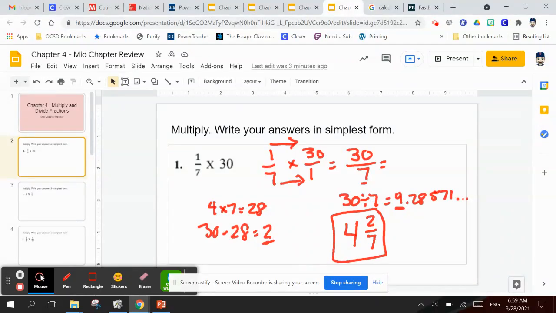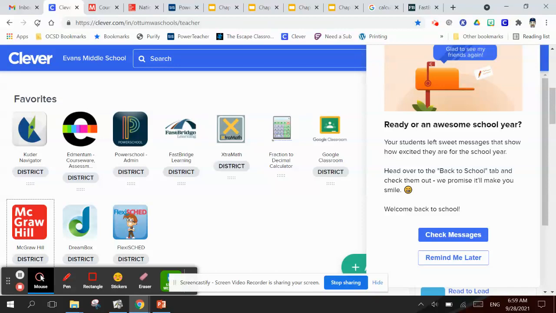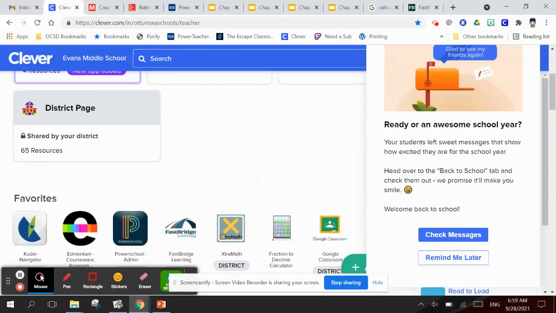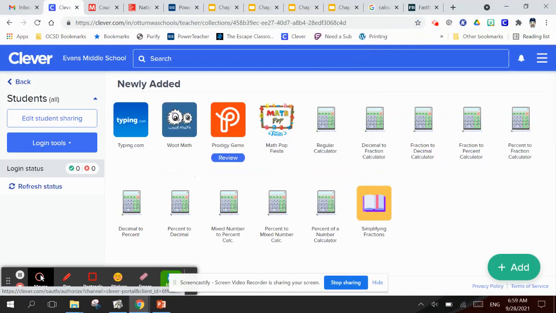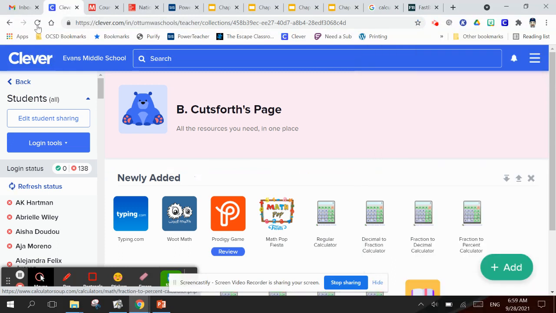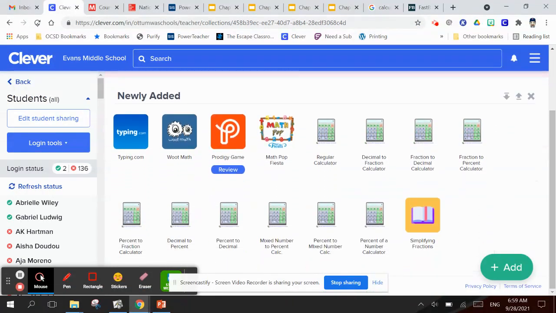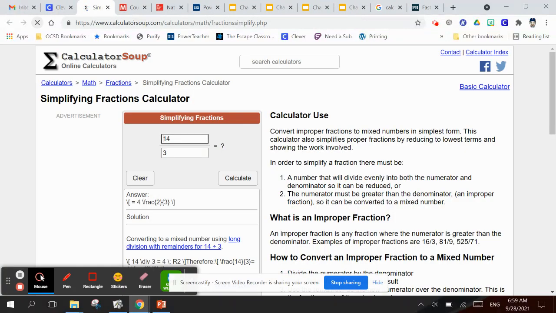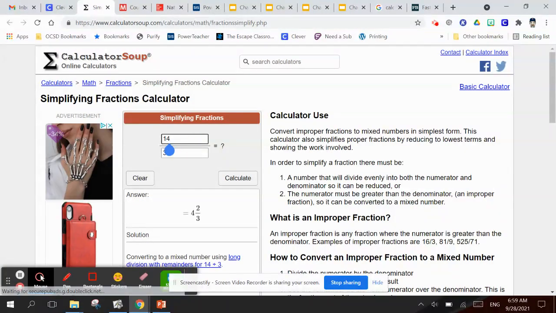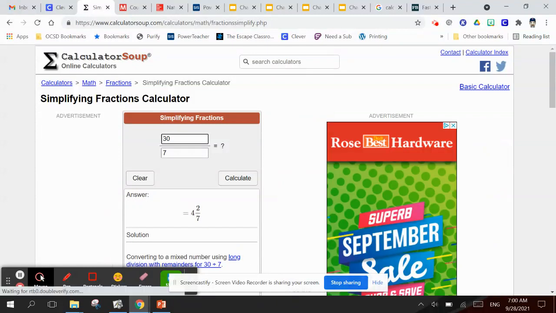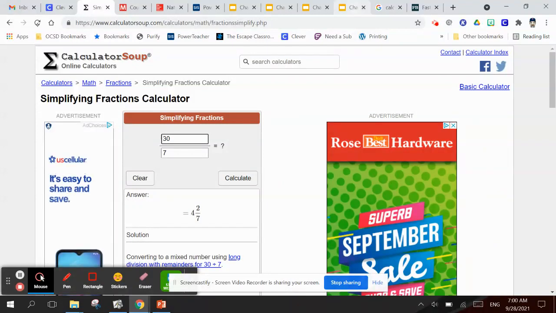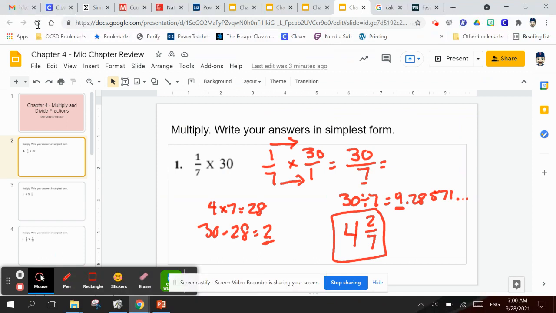Now, if you chose to go the other way and go to my Clever page, you will see that there is a simplifying fractions calculator. You might use it. Come over, put in the new numerator, which is 30, my denominator, which is 7, hit calculate, and it will tell you it's 4 2/7, and that's exactly the same thing as we got over here.